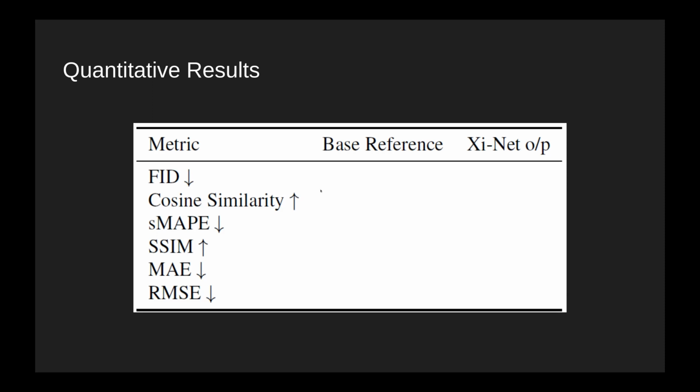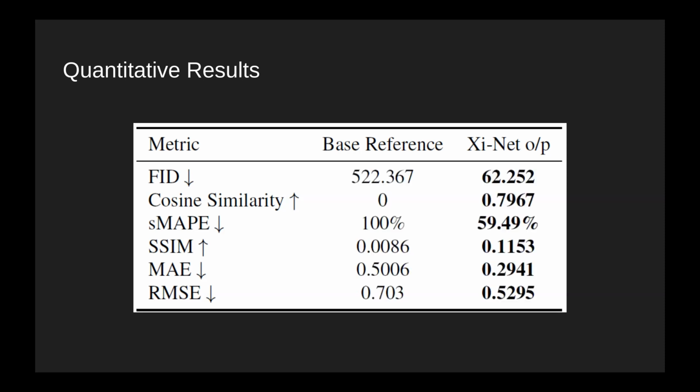So also I should explain what base reference is. Base reference is basically when there is nothing present in the gap, so basically there is an actual real gap. That's the value we'll get of the metric when there's nothing. And Zynet output is obviously our final output. So these are the values which we get.